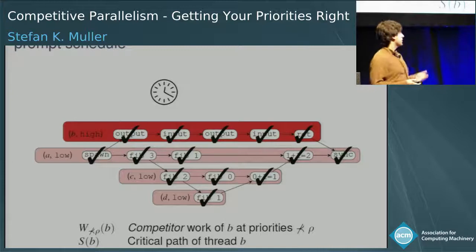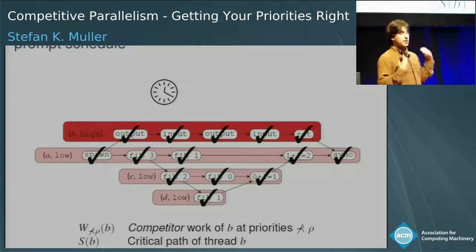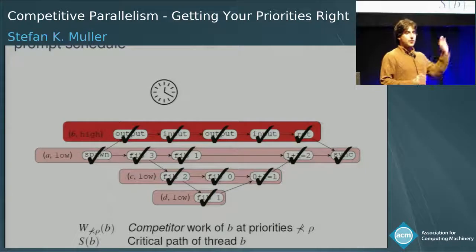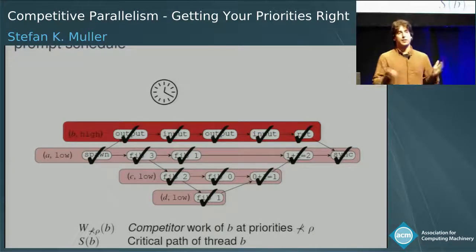The other property that we are interested in is something related to the span, which is the critical path of the high priority thread that we're interested in. The definition is a little bit more complex than that. See the paper for details, but for now, just the critical path of the thread that we're interested in will suffice.